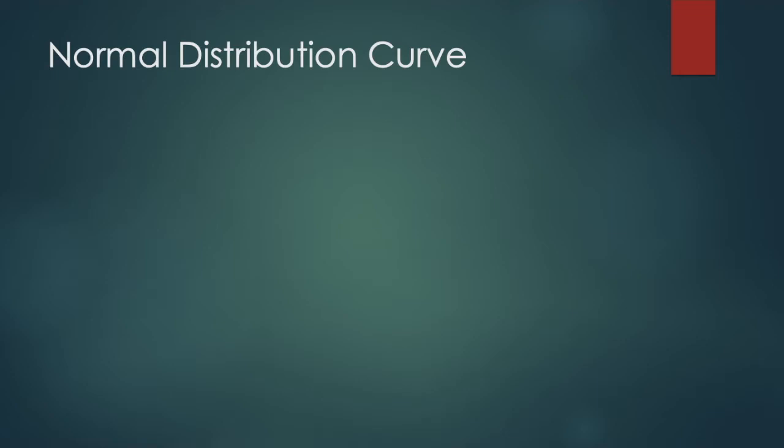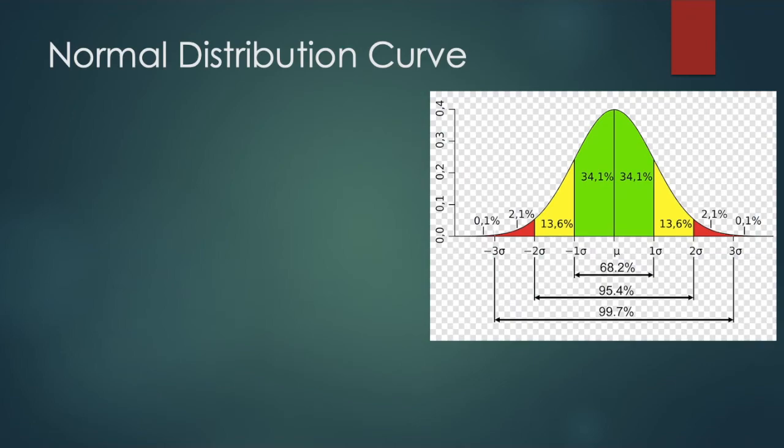Before we get into that, we must understand the normal distribution curve, which we might have heard of at the time of our college. The normal distribution curve is what comes up when we plot the occurrences of an event. On the y-axis there is occurrence probability, and on the x-axis there is standard deviation.